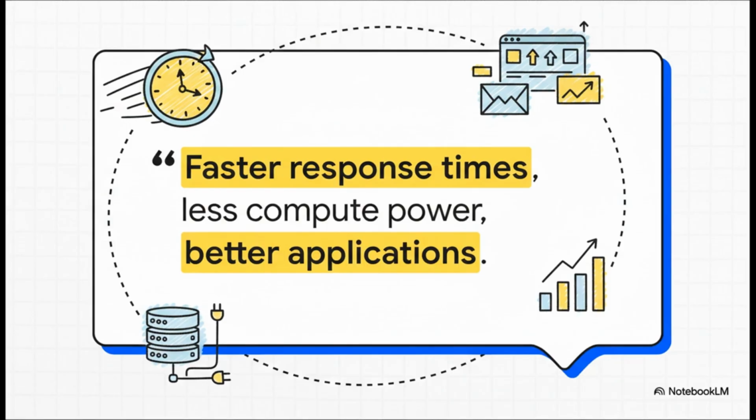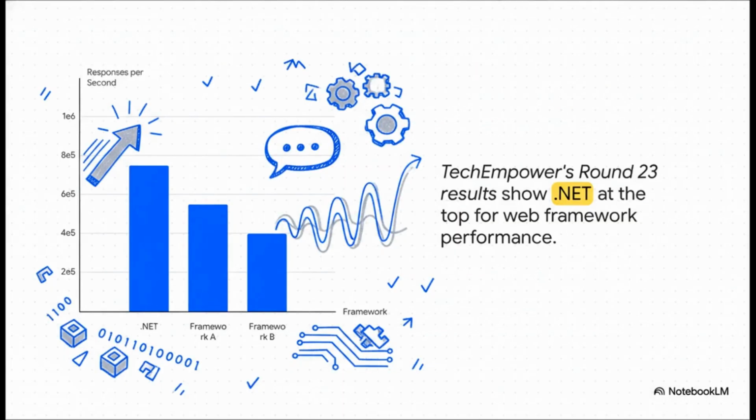Faster response times? That means happier users who stick around. Using less compute power? That means you're literally paying less for your cloud servers every month. It's a straight line from performance to a better app and a healthier bottom line. And listen, this isn't just marketing speak. It is backed by cold, hard data.